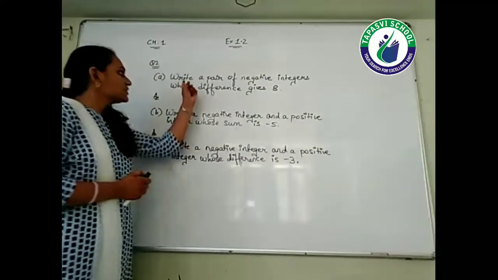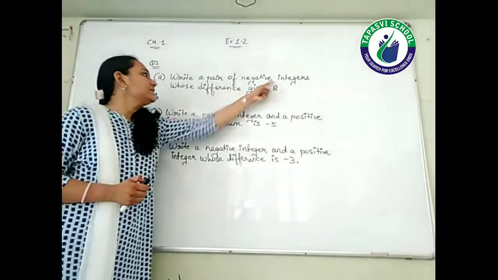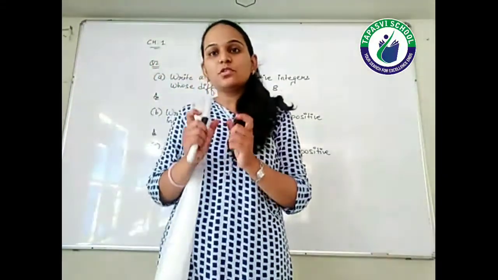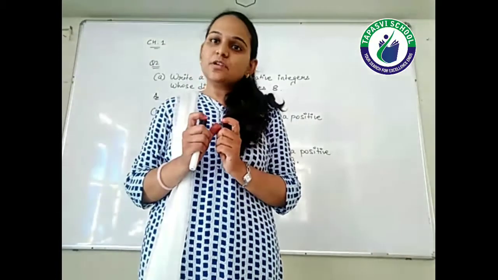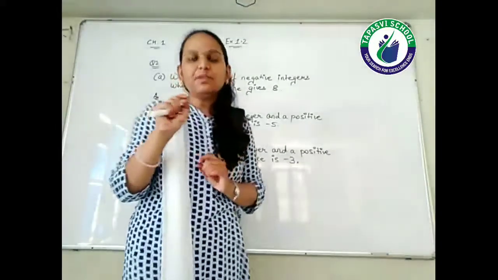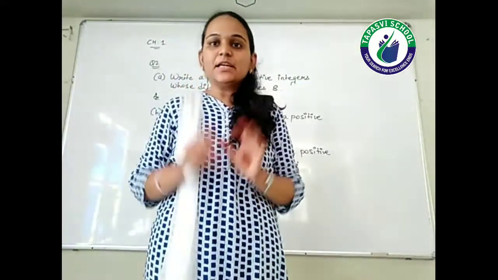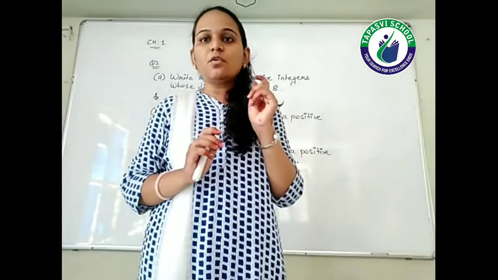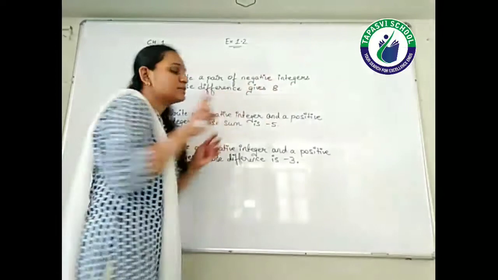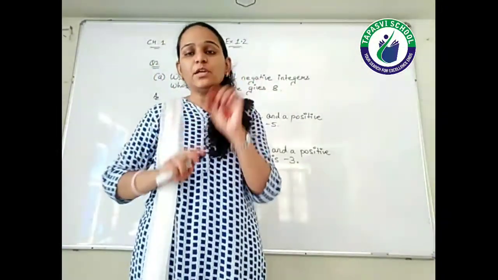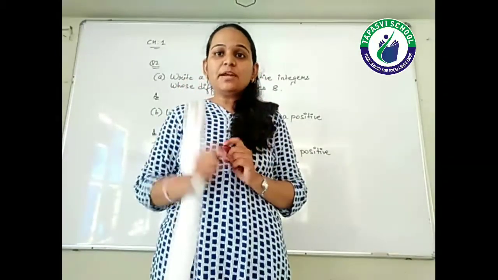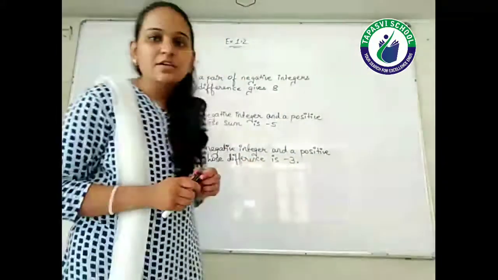The first question in it is: write a pair of negative integers whose difference gives 8. That means here you need to use both numbers as negative integers, and whose difference gives 8. That means in between the sign should be minus. So try to understand each and every word very carefully: they want negative integers, that means both the numbers should be negative, and in between the sign should be negative also. These things should be kept in your mind whenever you form a pair. So let's see a pair over here.